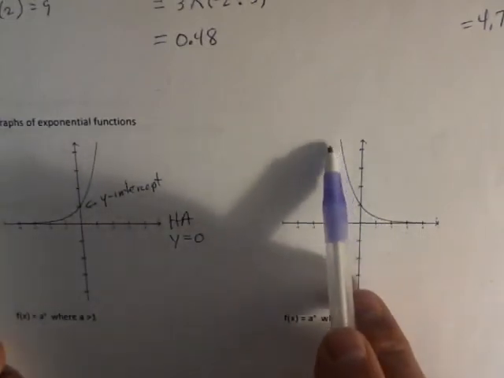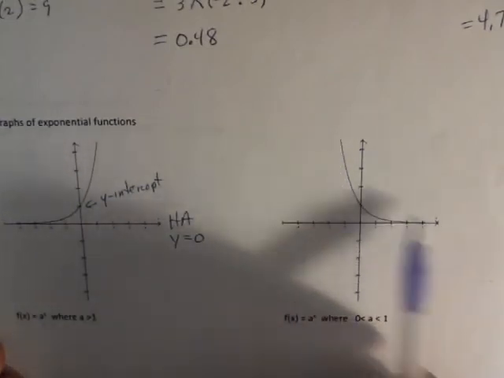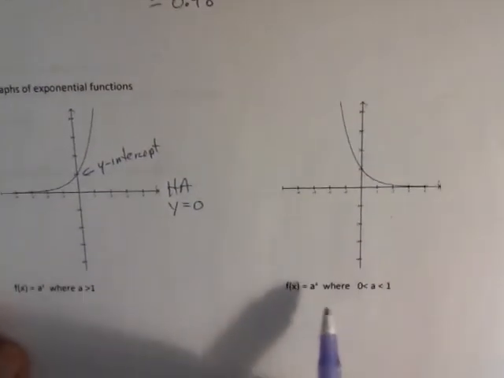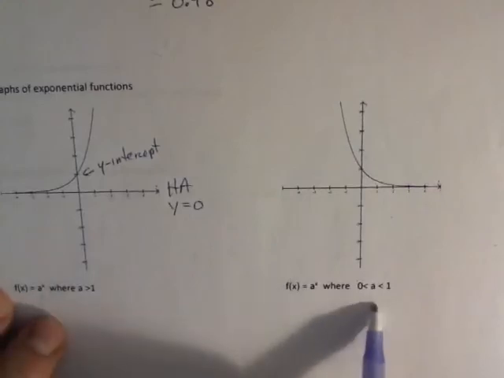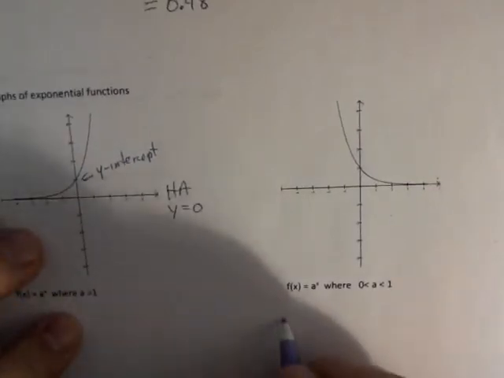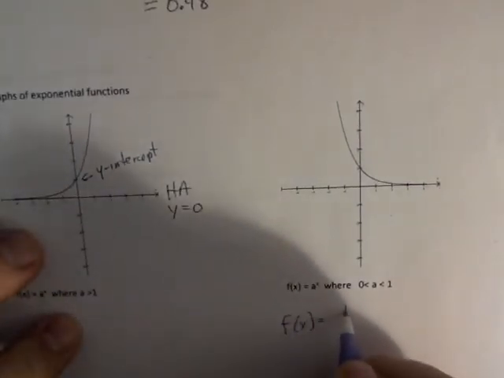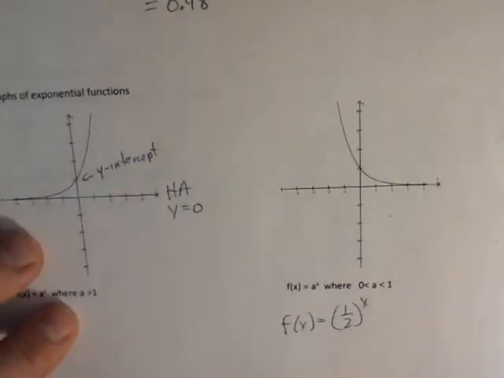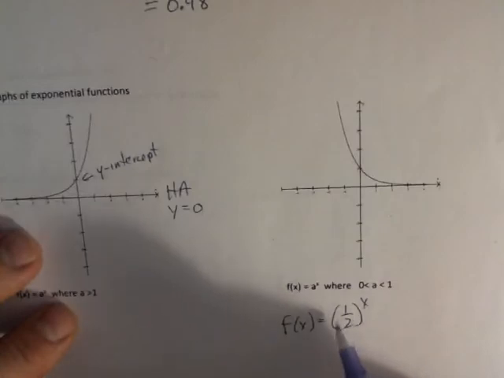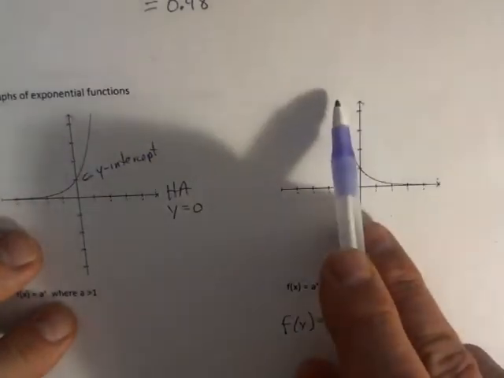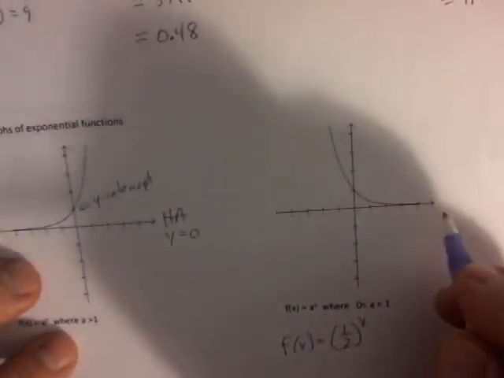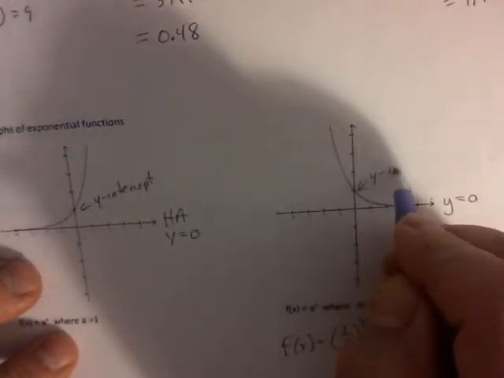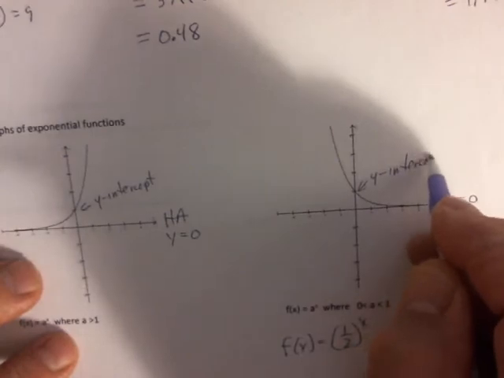It still has a curve, and as x gets bigger, y gets really, really small, but never approaches 0. And this is where your base is like a fraction. So this could be something like 1/2 to the x power. So anytime you have a fractional base, your exponential is going to look like this. Again, it still has the horizontal asymptote and still has the y-intercept.